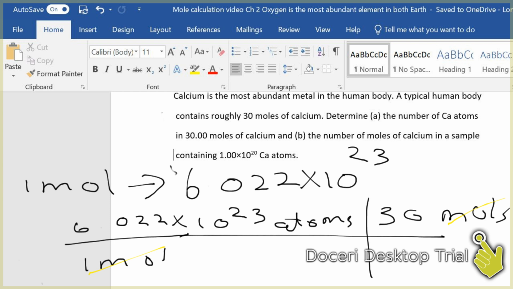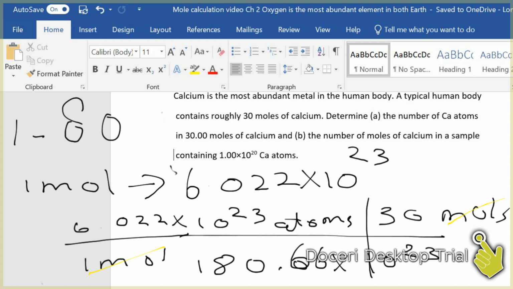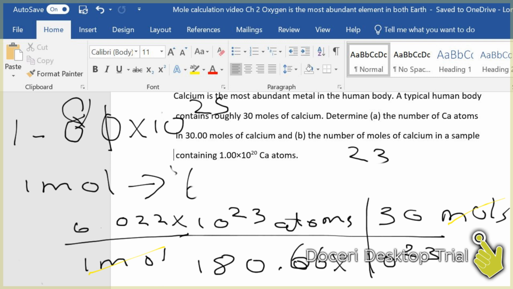6.022 into 30. So I get 180.66 into 10 to the power 23. And then you can write it in scientific notation, so it's going to be 1.80, 1.81, we round off, and then give 10 to the power 25. So this is how you do part 1. Let me go to part 2.